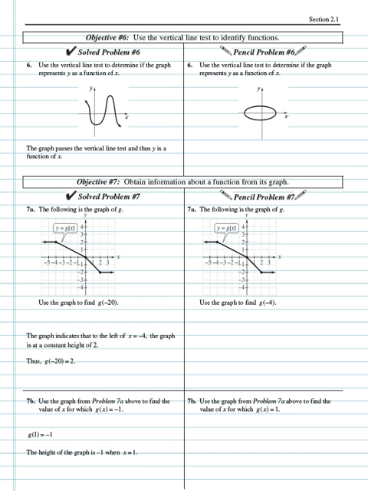Use the vertical line test to see if the graph is a function or not. So vertical line test, what do I do? I simply draw a line and check if the line is touching the graph more than once. In this case, the line is touching the graph 2 times, so this is not a function. All right?